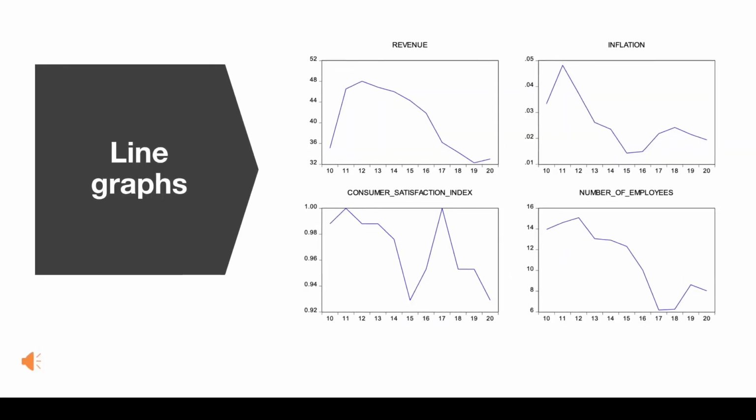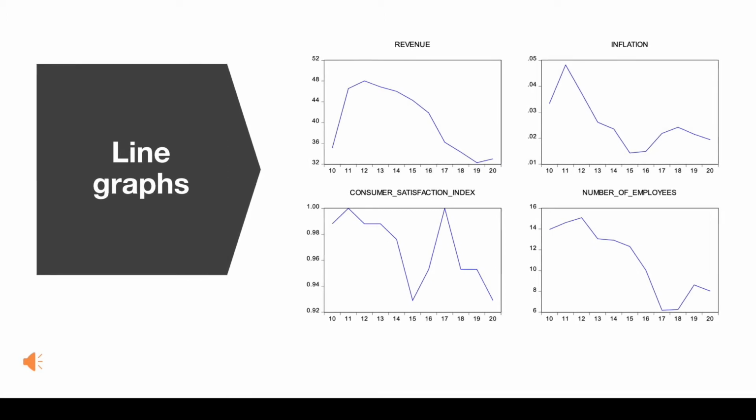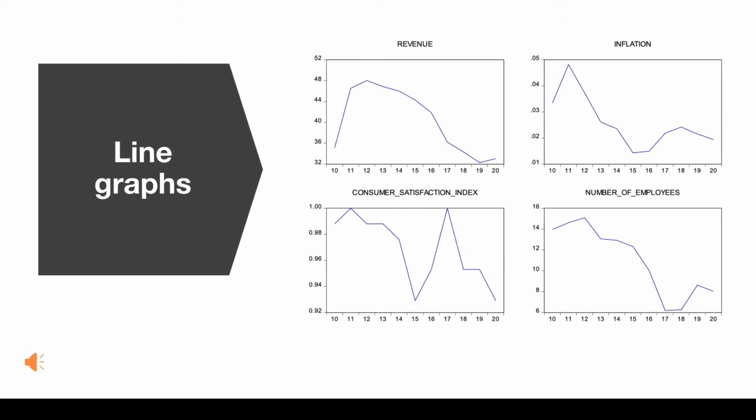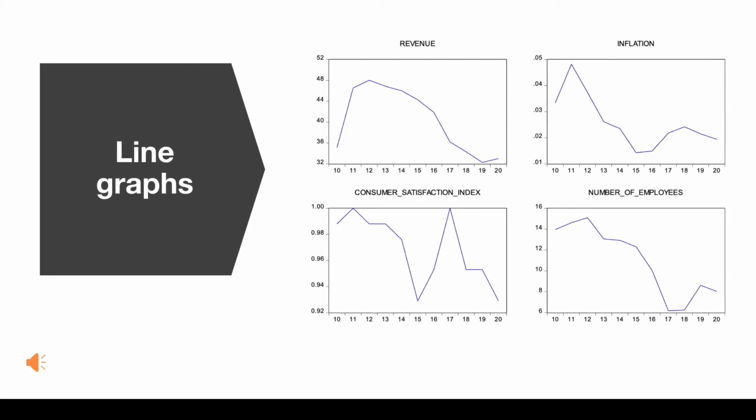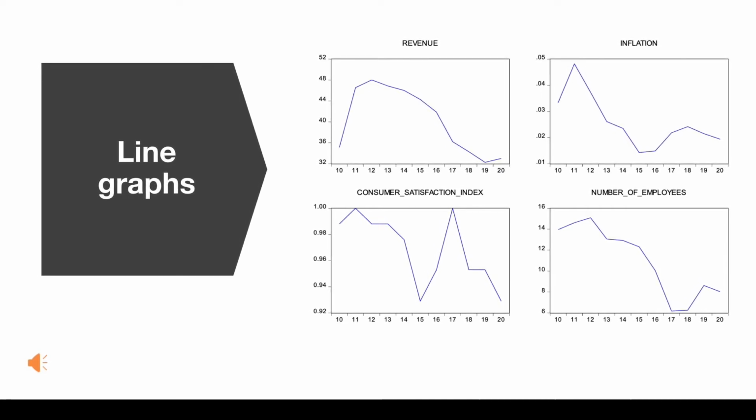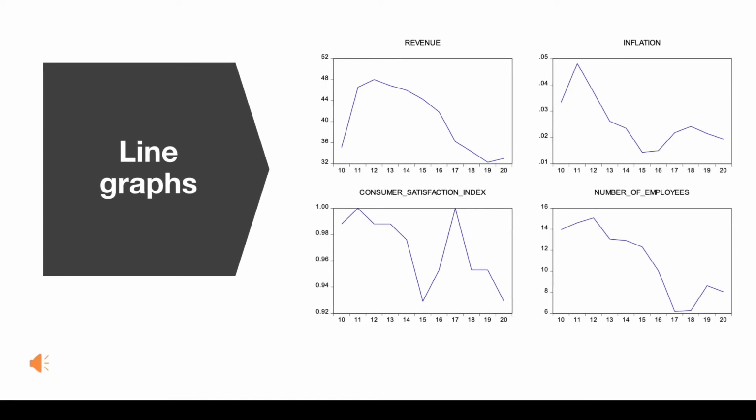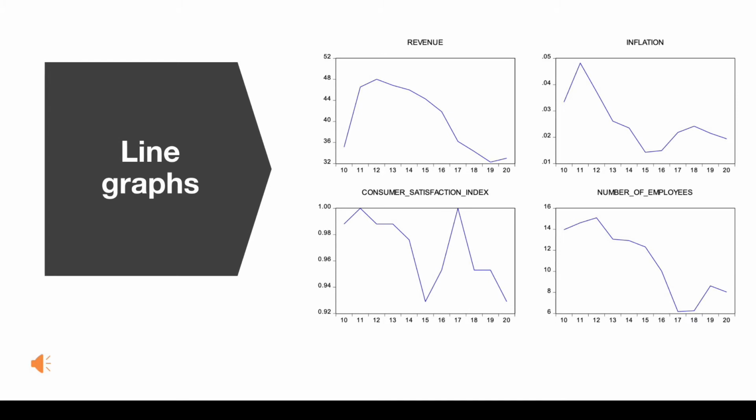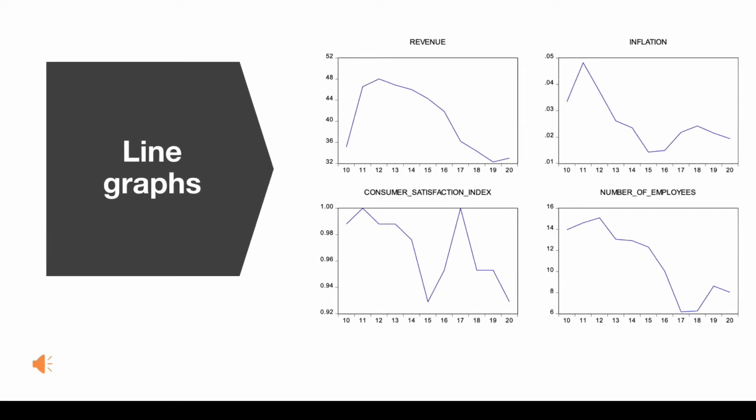About this slide, we can see in the line graphs that Coca-Cola's revenue increased from 2010 to 2012, but declined onwards. The inflation rate increased from 2010 to 2011, decreased from 2011 to 2015, and later increased until 2018, and then decreased in 2019 and 2020. The Consumer Satisfaction Index displays a zigzag pattern. Also, the number of employees increased in 2010 to 2012, decreased until 2018, increased in 2019, but also decreased in 2020. We can see all these changes in this diagram. Now let's see the next slide.